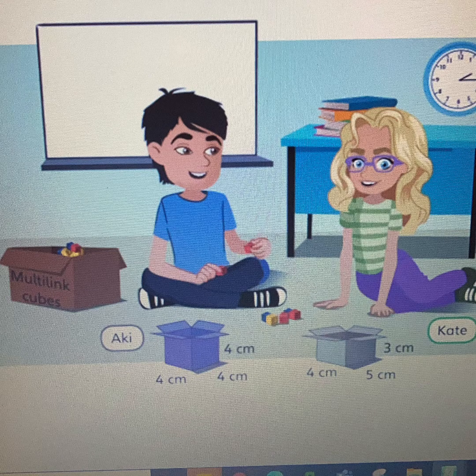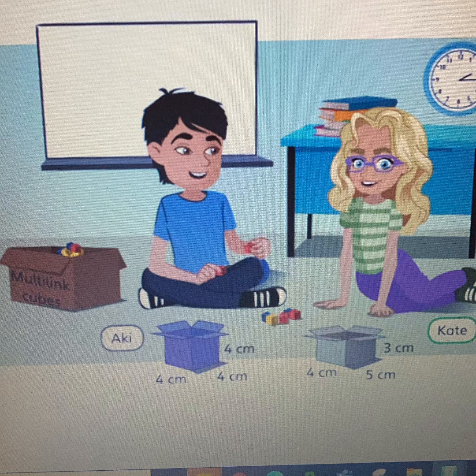It's discover time. Here is our discover for today. So we've got 2 children who look like they are in school. We've got Aki and we've got Kate. So Aki has got a box, and that box is 4 centimetres wide by 4 centimetres long by 4 centimetres high. What can you tell me about this box?